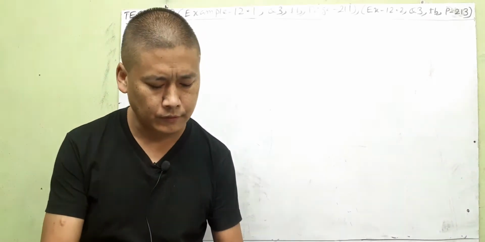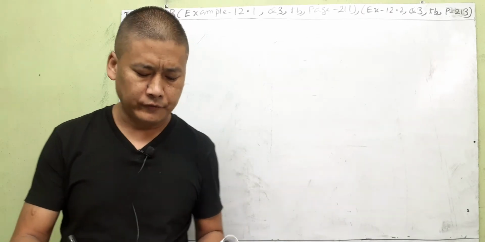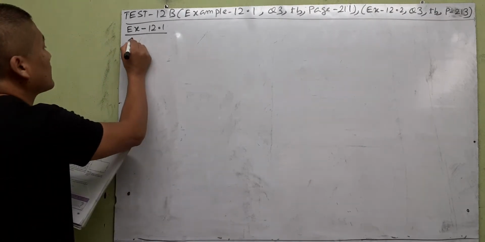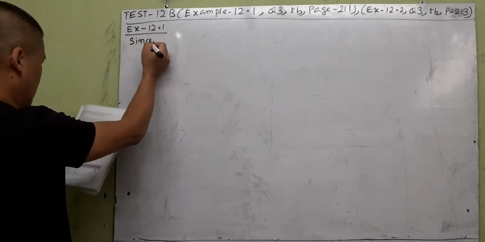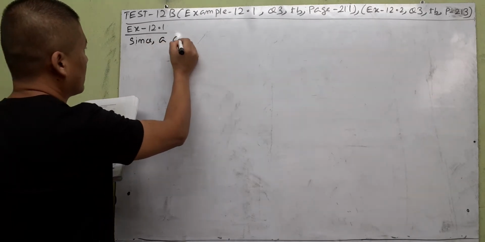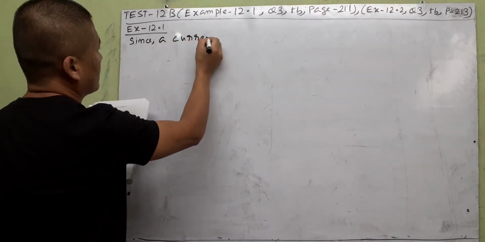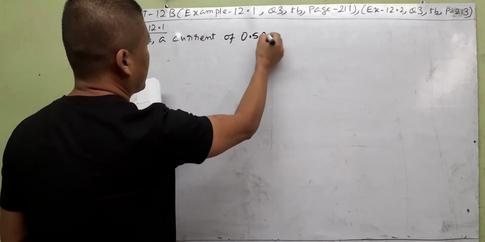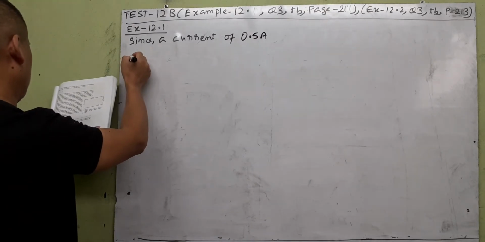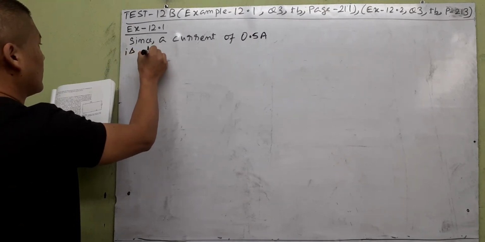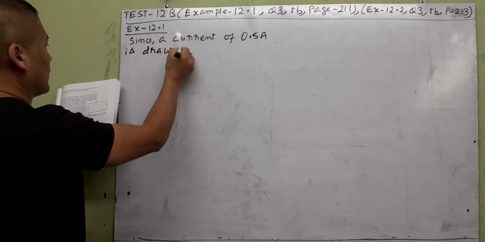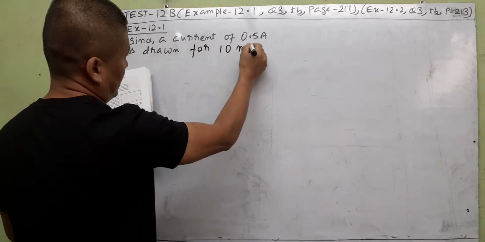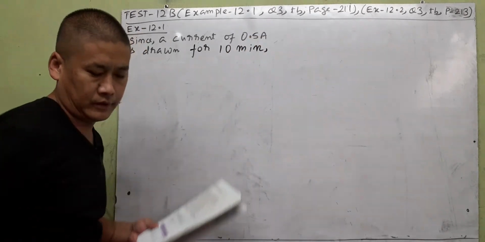A current of 0.5 ampere is drawn by a filament of an electric bulb for 10 minutes. Let's just write that down. Since a current of 0.5 ampere is drawn, drawn means taken out, for 10 minutes.